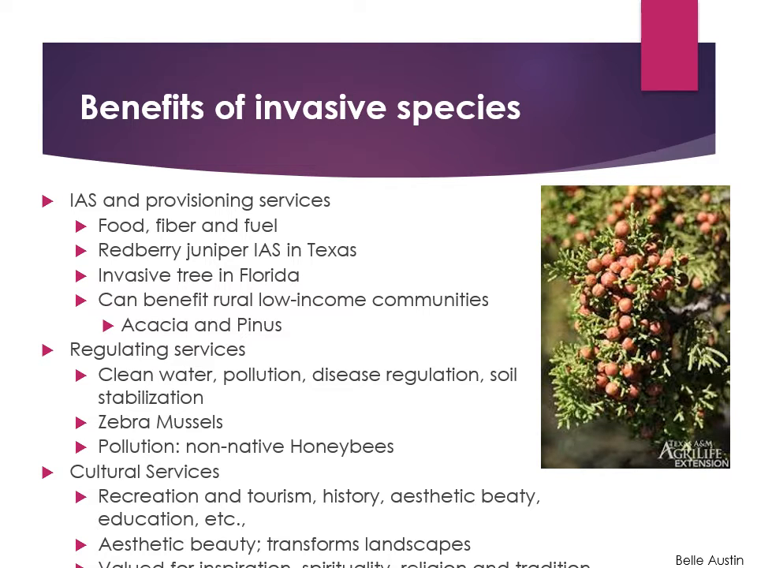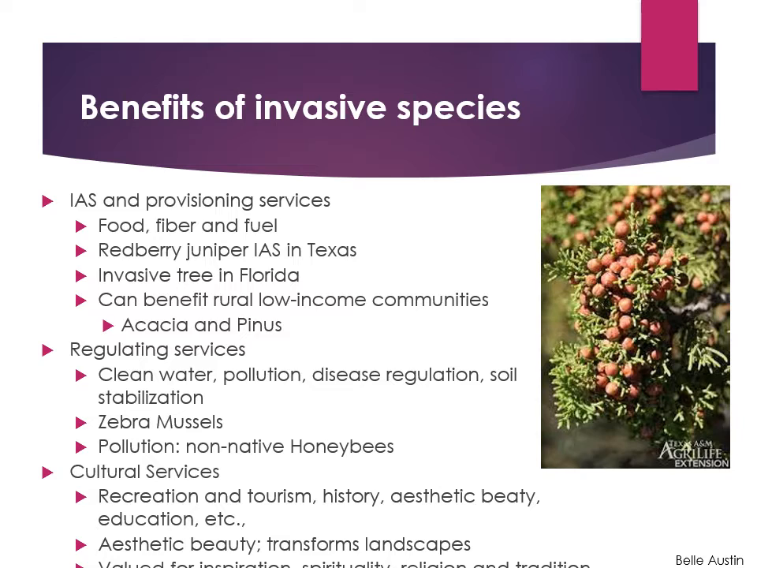Although there are many negative effects caused by invasive species, there also are some benefits. Provisioning services can be defined as food, fiber, and fuel. When red-berried juniper was introduced in Texas, it was able to increase livestock production and increase water in aquifers. There is also an invasive tree in Florida that has positively impacted honey production. Invasive species can also have a positive impact on rural low-income communities. For example, Pinus species were introduced in South Africa and used for thatching, timber, medicine, and charcoal.